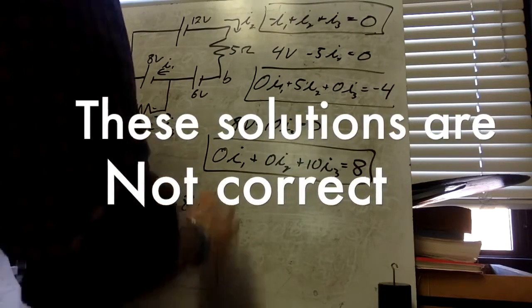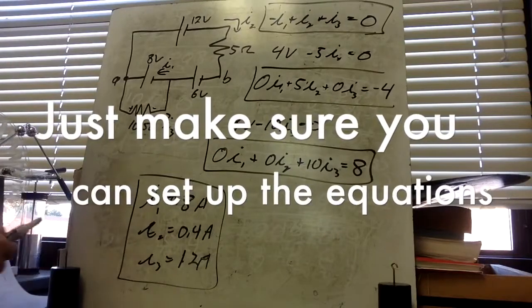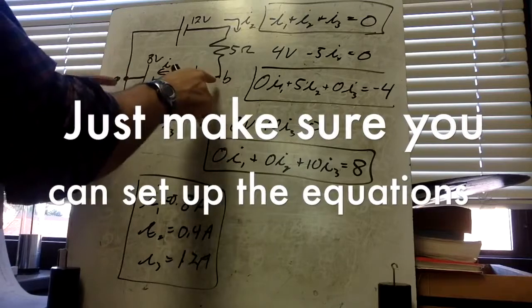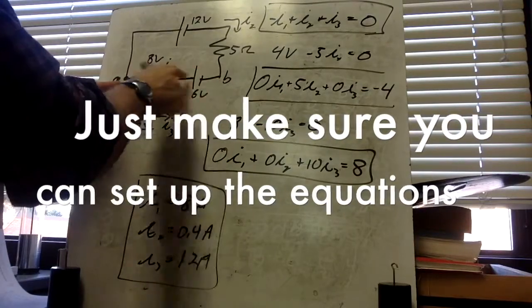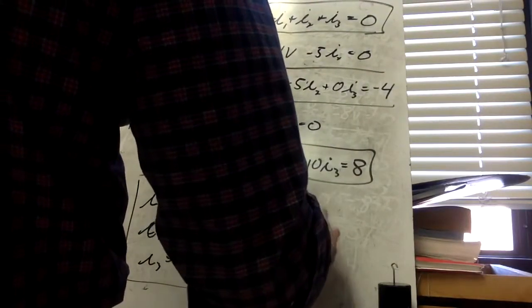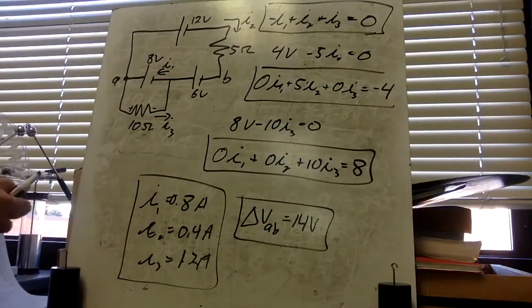Okay. There's another question here. What's the potential difference between points A and B? Well, this one is actually easy. Just from here to here, it's a difference of 14 volts, right? So delta V from A to B is a potential difference of 14 volts.